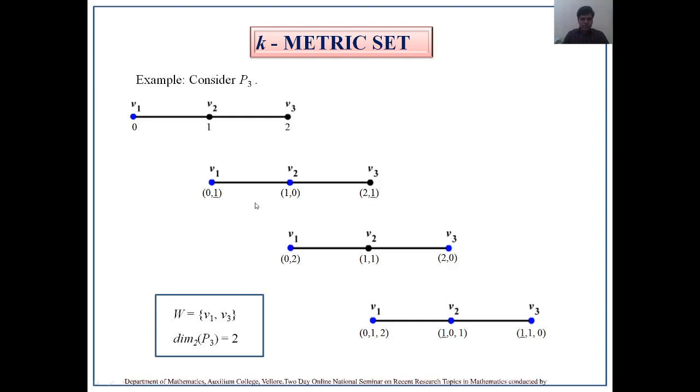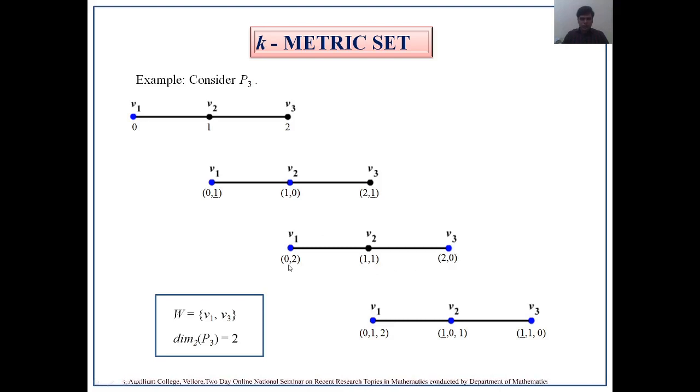Now consider V1 and V3. In the first place it varies, here 0, here it is 2, but in the second place they are the same. So there is variation only in one coordinate. Therefore I cannot say that this is a two metric set. V1, V2 does not form a two metric set. Therefore I consider the other possibility where W consists of vertices V1 and V3. Now I find the representation for each vertex.